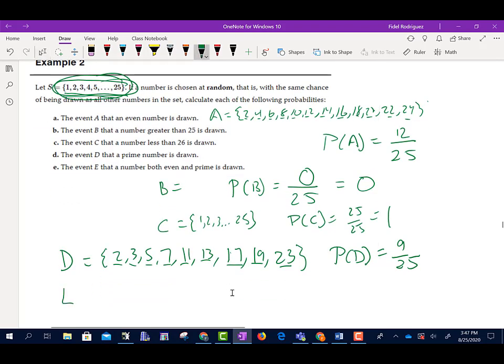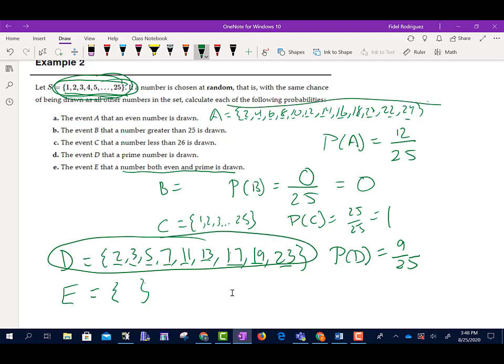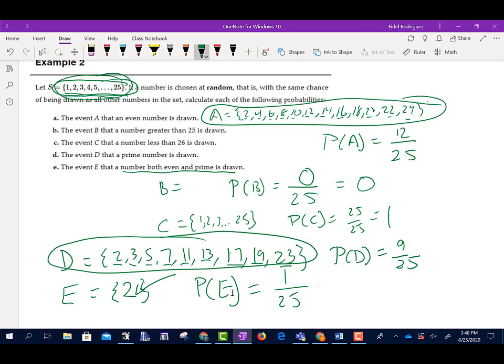And then part E. The event that a number is both even and prime. So it has to be an even and a prime number. So remember, these were my prime numbers here, and these were my even numbers here. The only number that's both even and prime is the number 2. So what's the probability that I'm going to get that? 1 out of 25. Why 1? There's only one number right there.